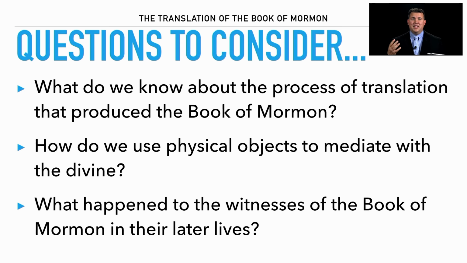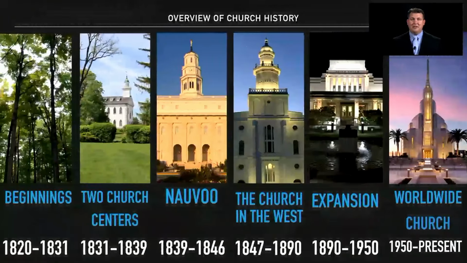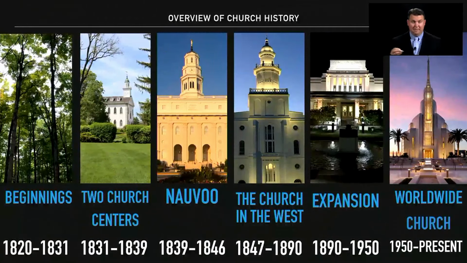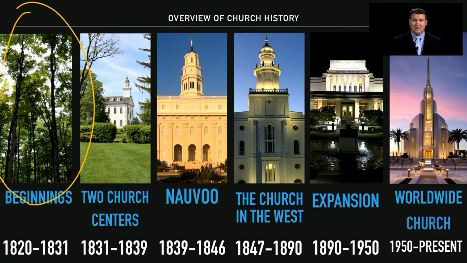So, as we mentioned last week, one of the objects of this class is to take an idea and show how it expanded over the entire history of the church. Now, if we put our timeline of church history up here on the screen, it's very clear that the translation of the Book of Mormon takes place in the beginnings period. The Book of Mormon comes forth from roughly 1823 when Moroni first appears to Joseph Smith to 1830 when it's published and the church is organized.